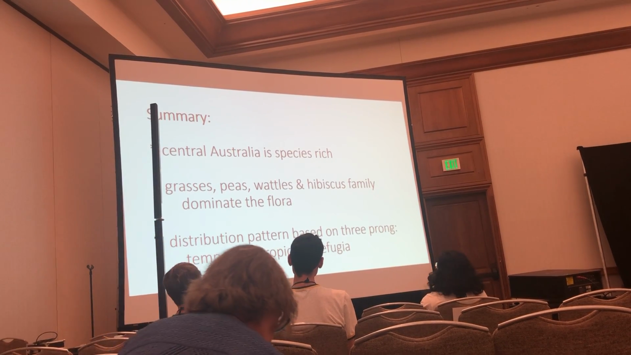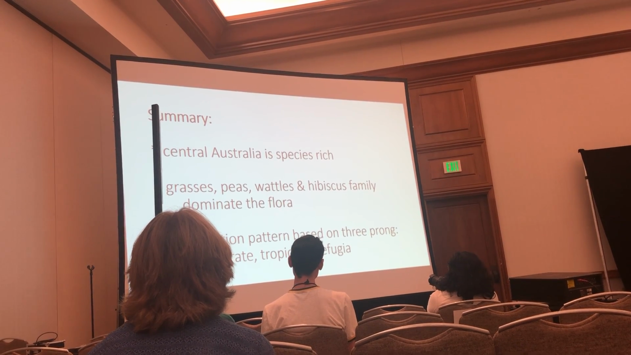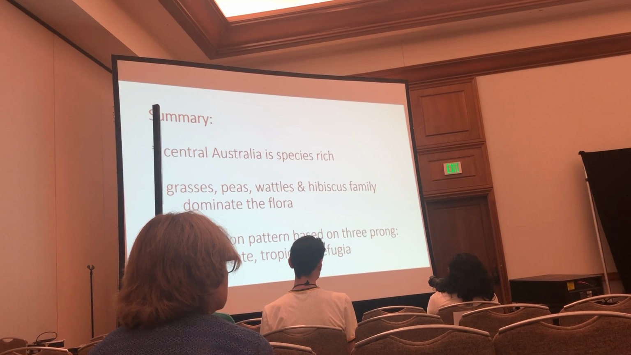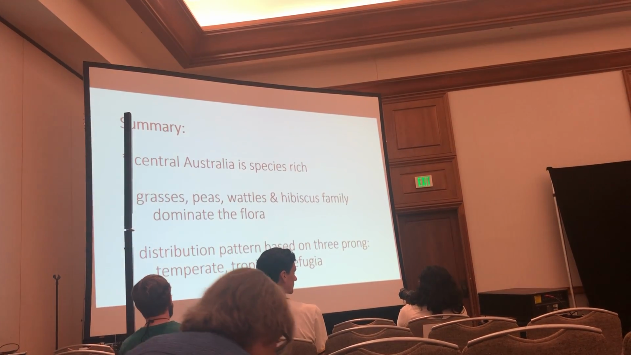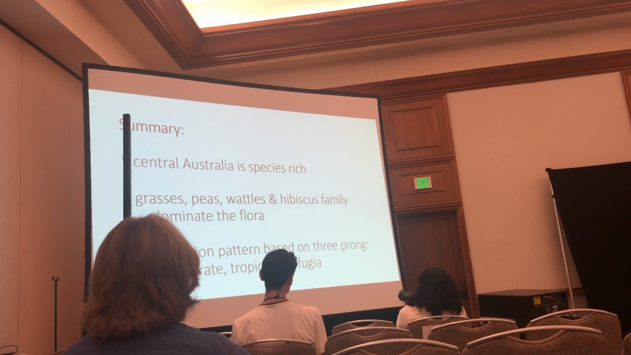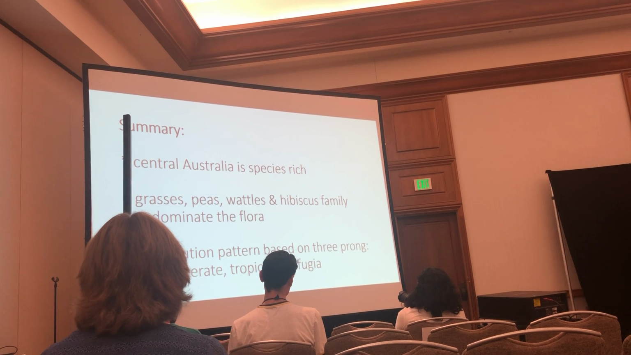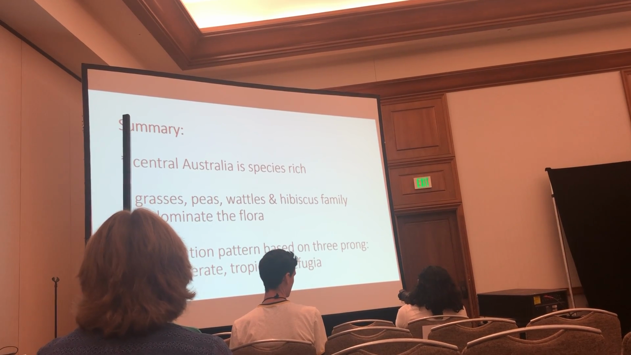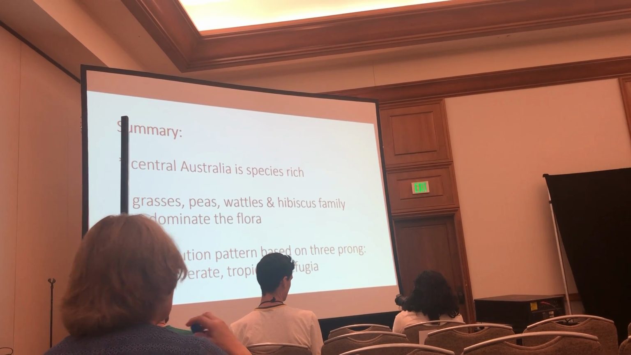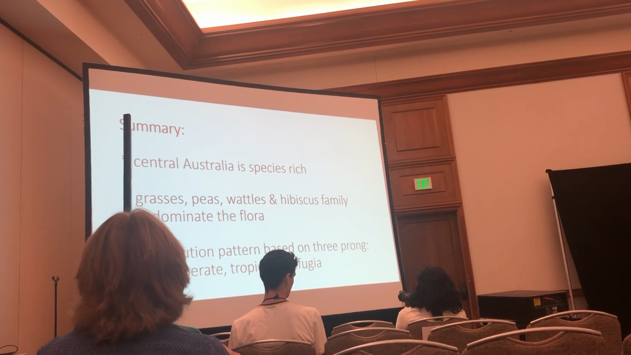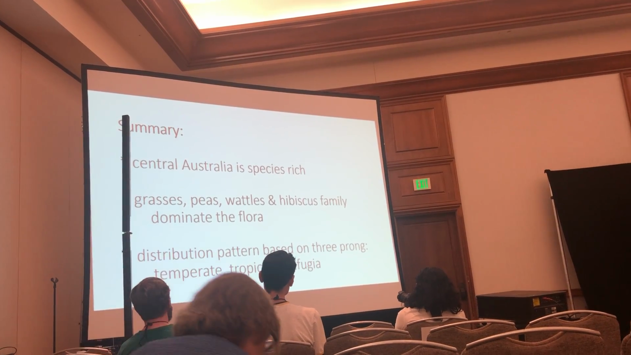So in summary, Central Australia is very species rich. The number of things that dominate are the grasses, the peas, the hibiscus family, the wattles. And I think the distribution pattern is based on this three-prong. A temperate approach coming in, a tropical, which is much newer with the crashing into Southeast Asia, and this refugia of very, very old groups that are just hanging on there, and climate change is going to knock them around because they're going to get even smaller.